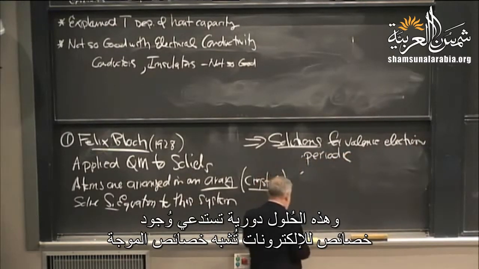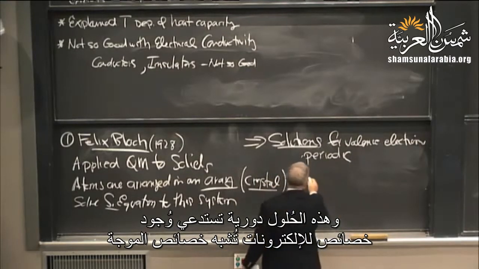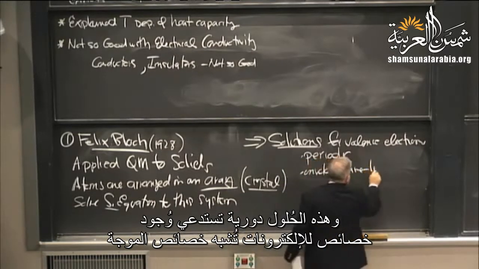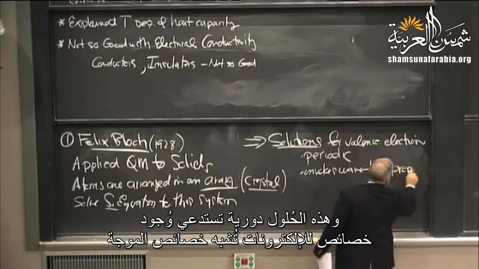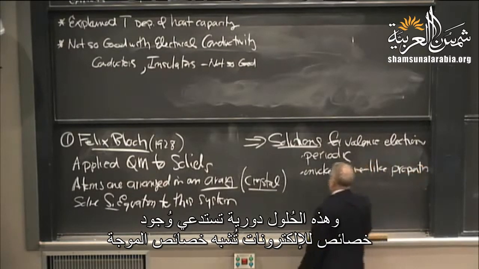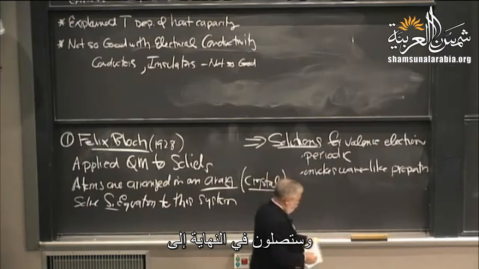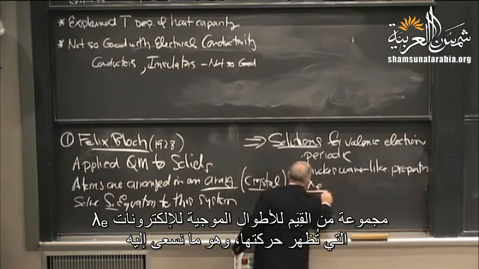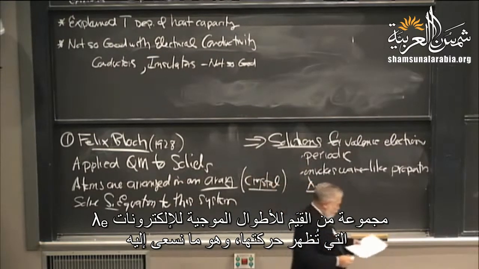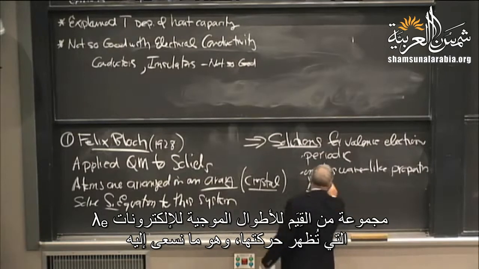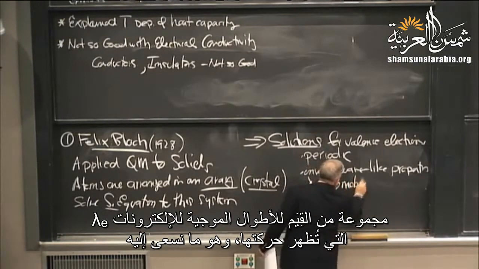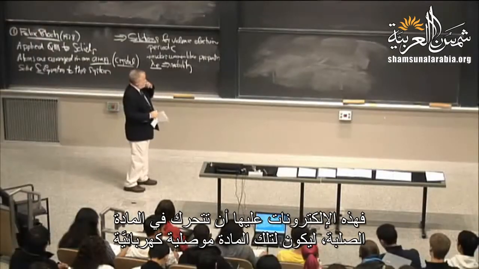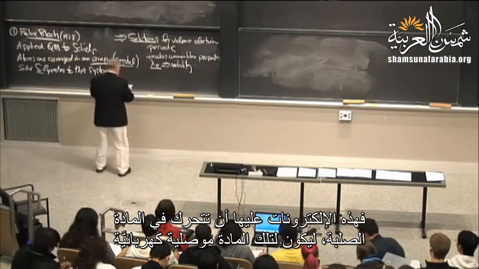It's periodic, and it invokes wave-like properties of the electron. So you end up with a set of values of the wavelengths for the electron that are such that it allows mobility, which is, after all, what we're after. These electrons got to move through the solid if we're going to have conductivity.